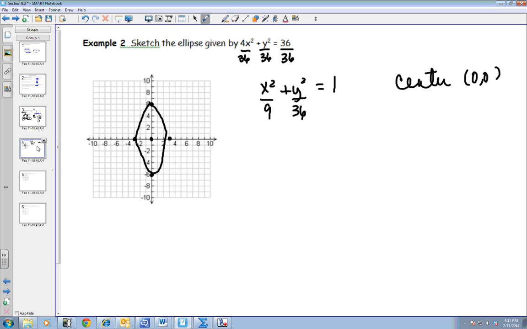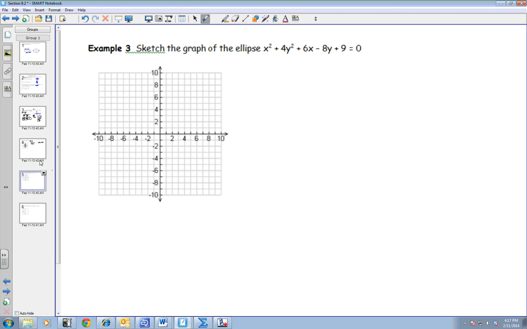Okay, example 3. Sketch the graph of the ellipse, and it gives me this. So here's the problem. It's not in my standard form. So let's group together our x's and group together our y's. So I have x squared plus 6x plus 4y squared minus 8y, and I'm going to move that 9 over the other side. So we should recognize that we're going to have to complete the square on my x's and my y's. So let's do my x's first. When I complete the square, I take half of 6, which is 3, and square it. So I'm adding 9 to both sides.